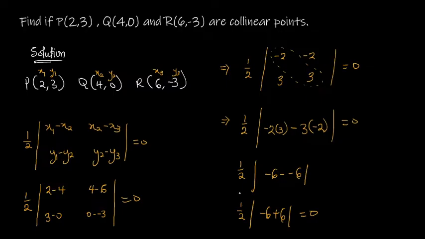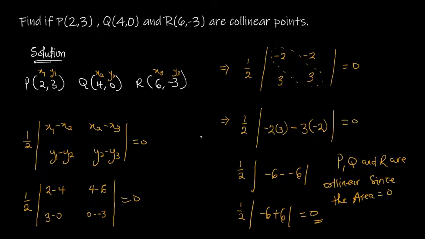And so because after solving everything over here we get 0, it therefore means that the points P, Q, and R are collinear. They are collinear since the area is equal to 0, since the area of the triangle is equal to 0.